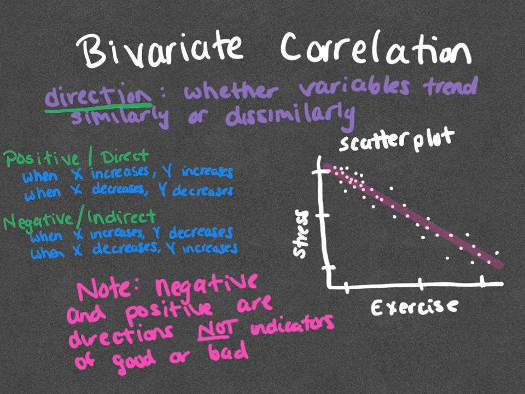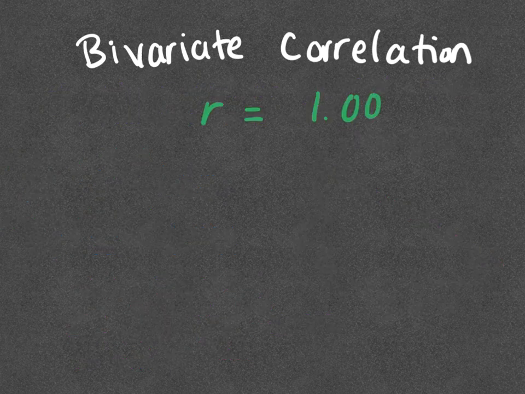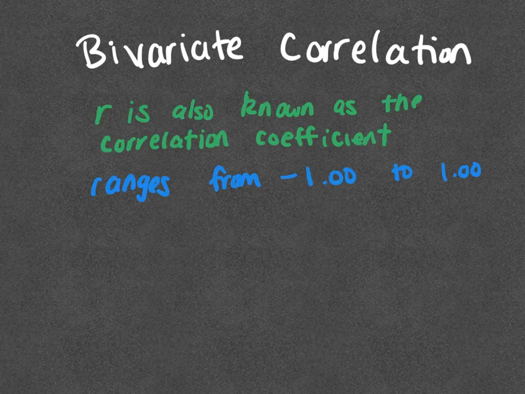Hence the negative, whereas positive indicates that as x increases, y increases, hence the positive. The entire graph and the position of the dots are summarized as r using the correlation formula. R can range from -1 to +1. It cannot go outside of these boundaries.